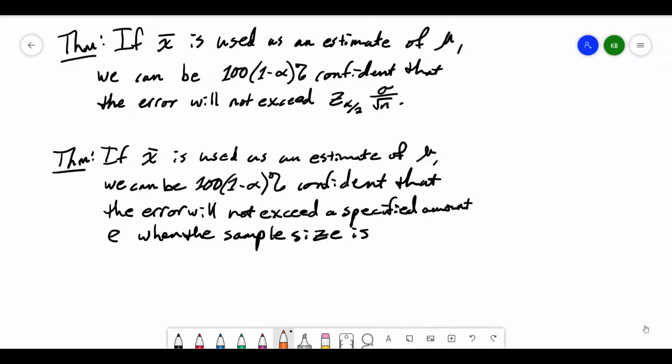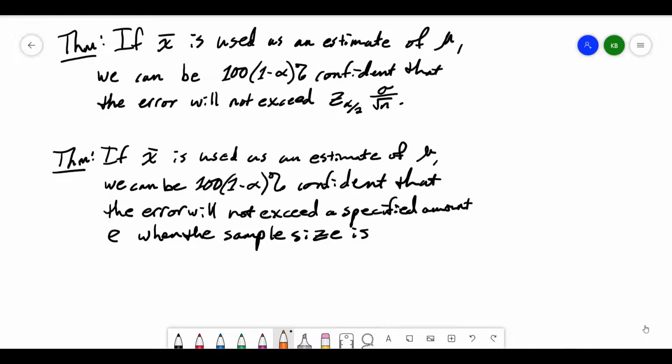So the first one says if x bar is used as an estimate of mu, so my sample mean is used as an estimate of my population mean, we can be, whatever confidence interval we're working with, confident that the error will not exceed, and what we're looking at here is the difference between the upper end of our confidence interval and our mean. So it won't exceed z sub alpha divided by 2 times the standard deviation of the population divided by the square root of the sample size.